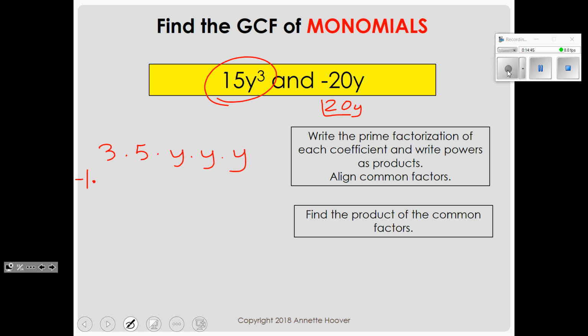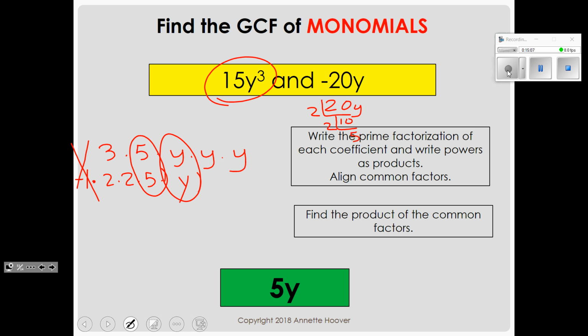20 is not prime, but if we find the prime numbers for it, it would be 2 times 2 times 5, and then there's 1y. So what do they share? They do not share the negative 1. So our final answer is not going to be negative because they don't share the negative 1. They do share a 5, and they share a y. So our greatest common factor would be 5y.